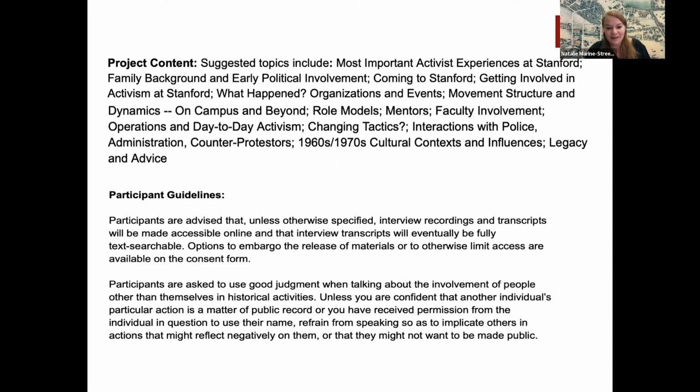I mentioned the special considerations, and there's an example here under the participant guidelines section. They were a little bit worried because some of the activities that happened at Stanford in the late 60s did involve some kind of property damage, nothing I don't think too major, but there was a concern that some people didn't want their student activities to be recorded for the public record.